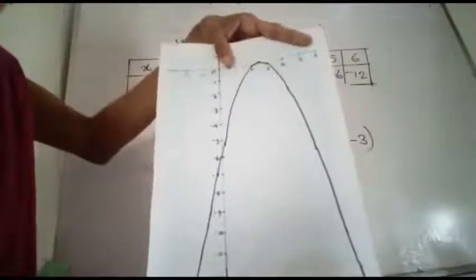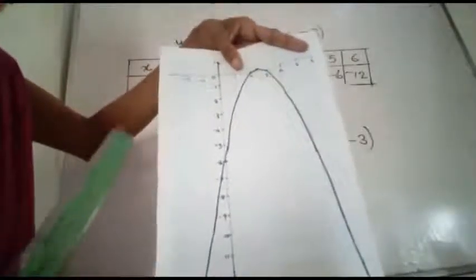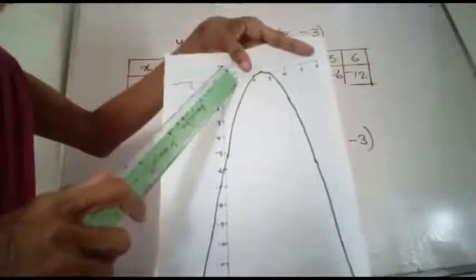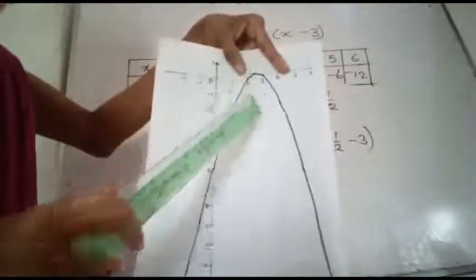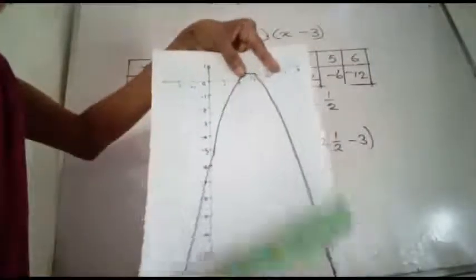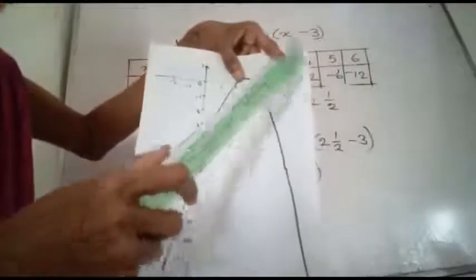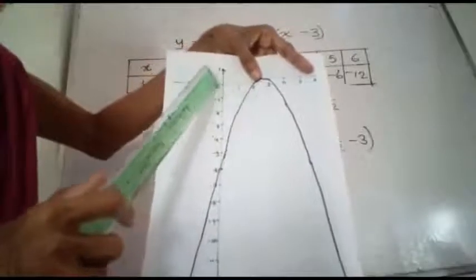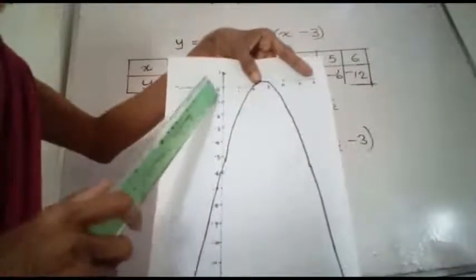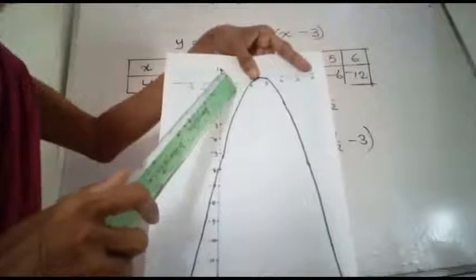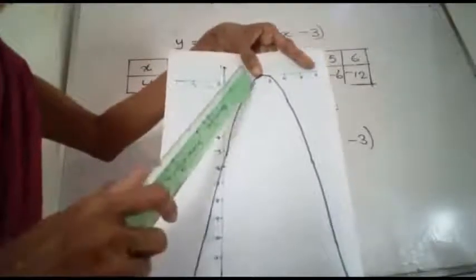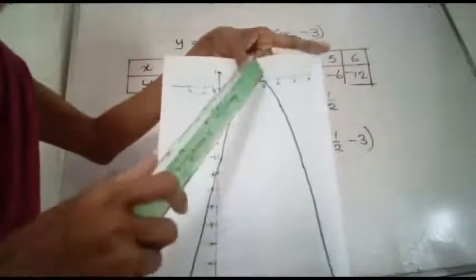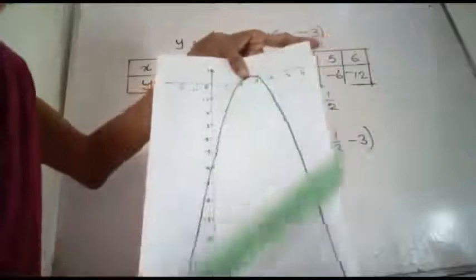Normally we take 8 coordinates. The axis of symmetry goes through 2.5. Next are 3, 4, 5, 6, and on the left-hand side 2, 1, 0, negative 1. That is 3.5 units for the left-hand side and 3.5 units for the right-hand side.